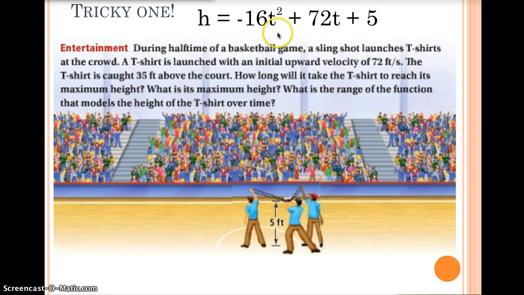Okay, this problem is tricky. Let's be careful. They're not using x and y, they're using h for height and t for time. Go ahead and write the equation down and get your graph paper ready.